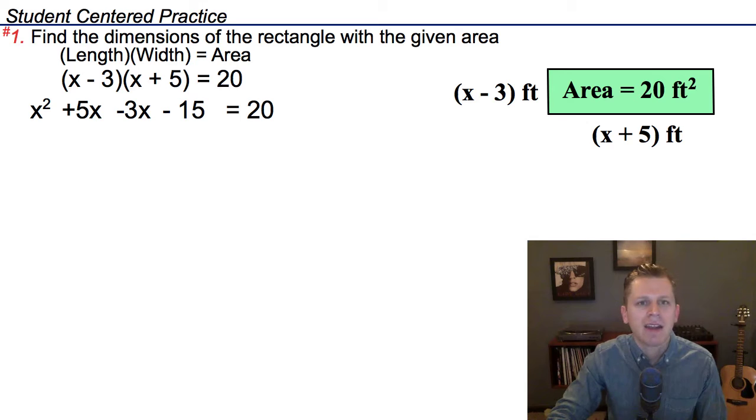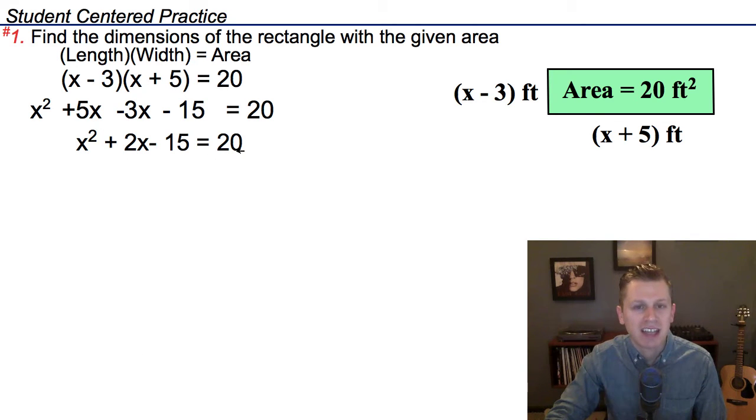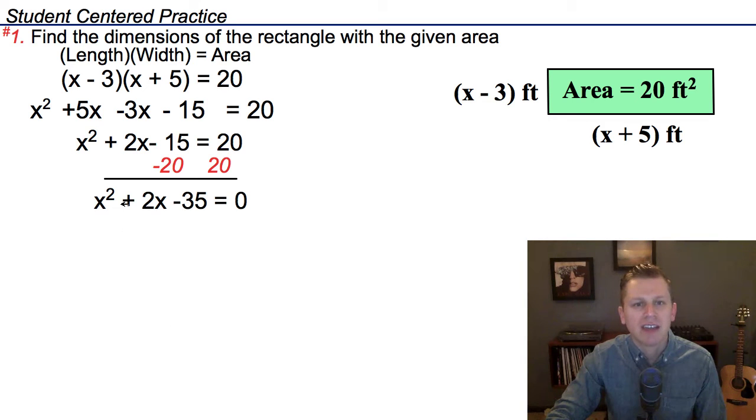Now we want to combine like terms on the left side of the equation. Positive 5x and negative 3x gives us 2x. Now we have an equation, but it's not yet in standard form because it equals this constant, and we know that we want it to equal 0, so subtract 20 from each side. When you do that, you'll have x squared plus 2x minus 35 equals 0.